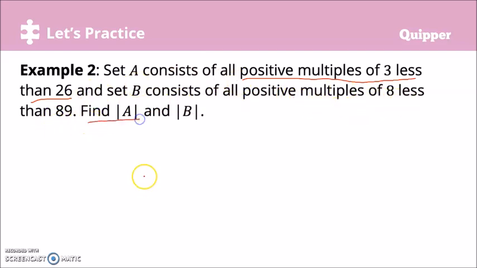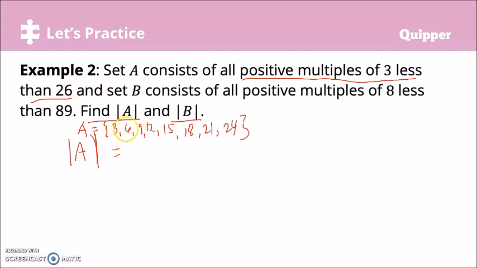Now, the question is, let's find the cardinality of A and the cardinality of B. So, the cardinality of A is, bakit parang parenthesis? Hindi parenthesis yan, ha? Cardinality of A, ilang elements ba yan? So, let's write first the elements of A. Ano bang elements ng A? Positive multiples of 3. So, that's 3, 6, 9, 12, 15, 18, 21, 24. Hanggang 24 lang kasi less than 26. So, bilangin natin 1, 2, 3, 4, 5, 6, 7, 8. So, the cardinality of A is 8.